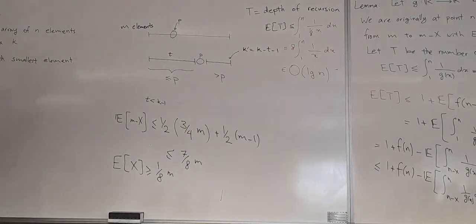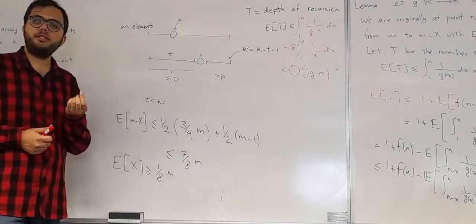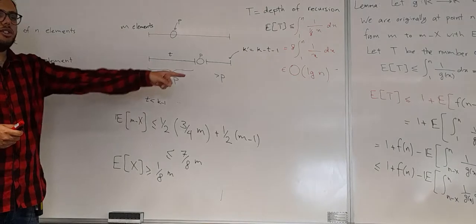So basically what we proved is that if we do QuickSelect, on average, the number of iterations that we expect to have before we get to the trivial case where we have only one element is log n iterations.